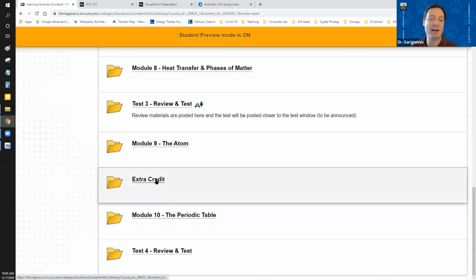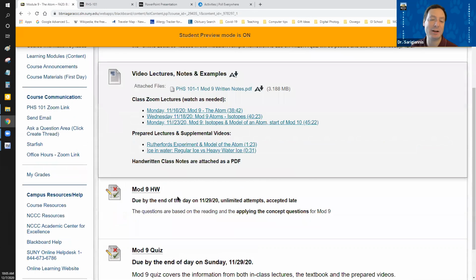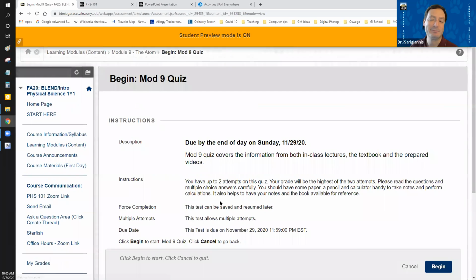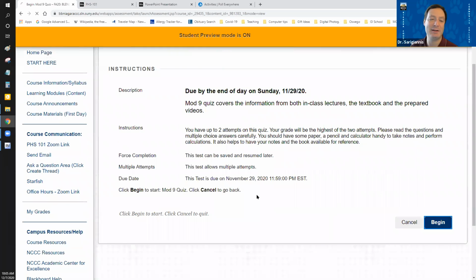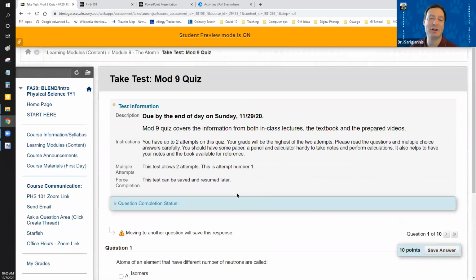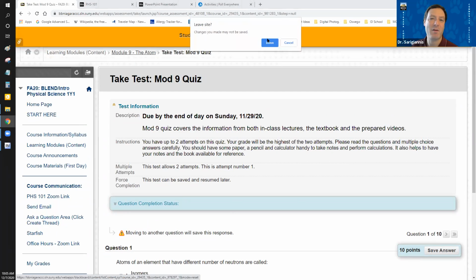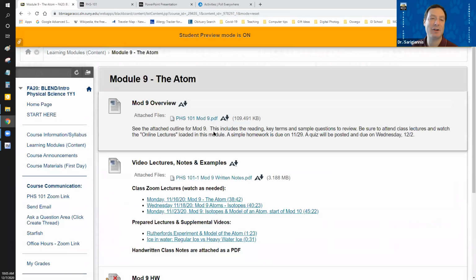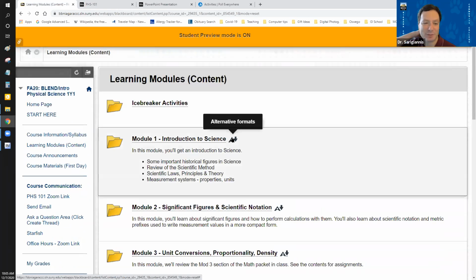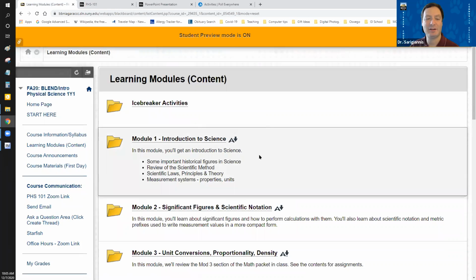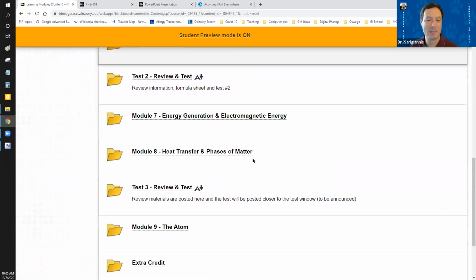Don't forget about the extra credit. So again, both the homeworks and the quizzes, you should be able to go in here and, like if it was past the due date, yeah, so I can still go in and start this. So Module 9, Module 10, you can go in and make it up if you haven't done it yet. And I figure it's the end of the semester, you might as well go ahead and do that. So you have some time in between now and the test to do that.